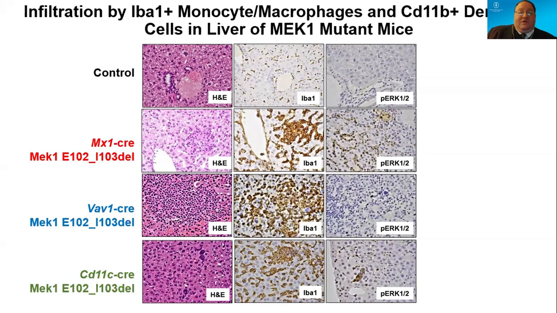VAV1 is the other Cre. They're not overexpressing phospho-ERK1/2 as much as MX1 Cre, but we do see major infiltration in the sinusoids of the liver and developing granulomata throughout the liver parenchyma.